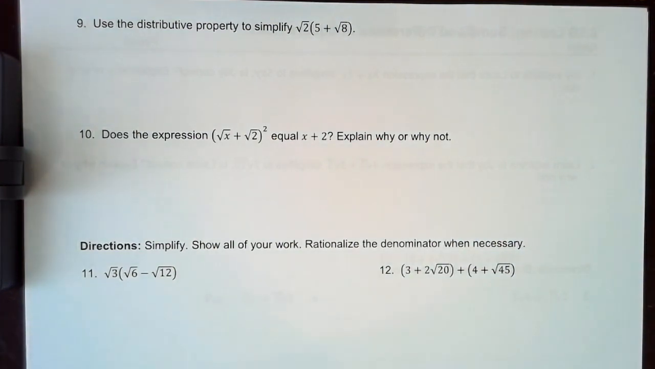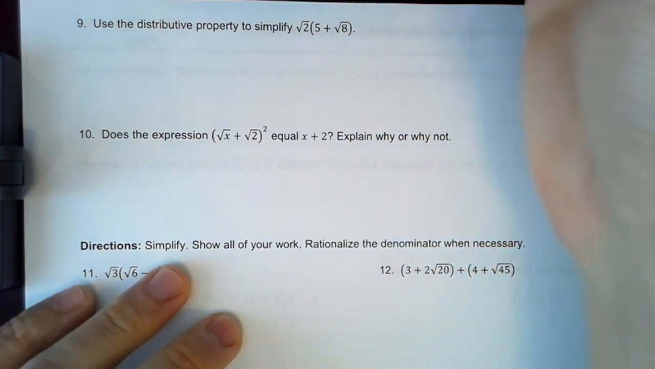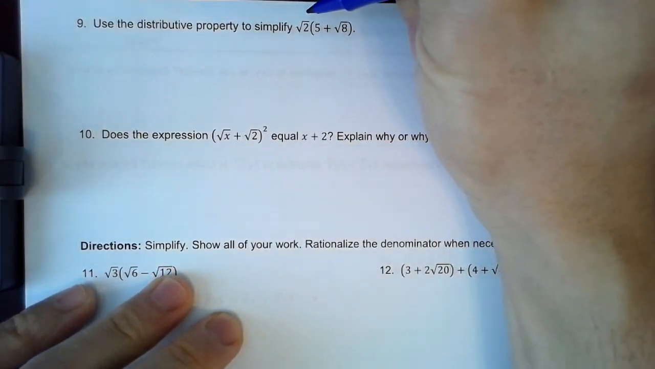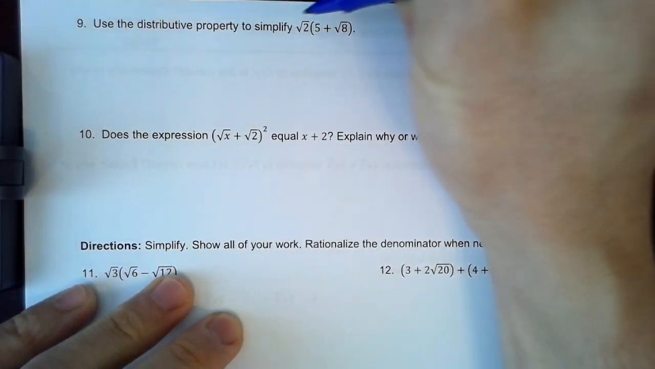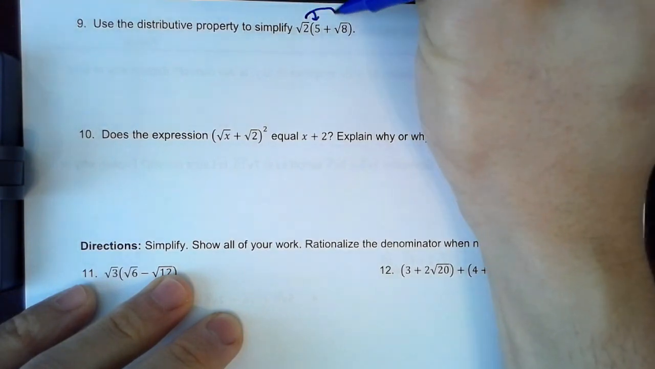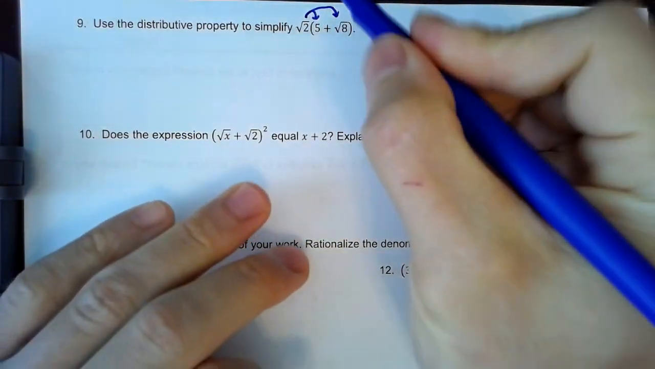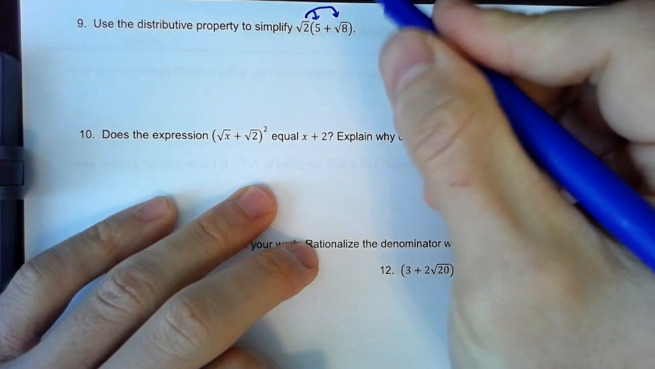Okay, so the second page of this lesson is really good practice. We just want to remind you that the distributive property also is applied to square roots. If you have a square root outside of a group like this, you literally just distribute the square root to each term and then simplify whenever possible.